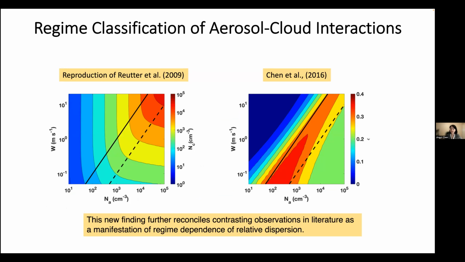In the aerosol limited regime, the relative dispersion increases with NA, the aerosol number concentration, and decreases with W, the vertical velocity. While in the updraft limited regime, opposite trends are found. Peak relative dispersion is found in the transitional regime. This finding provides a new understanding of the contrasting observations, and this work was published in GRL in 2015.